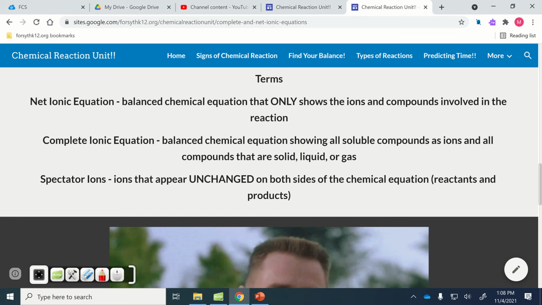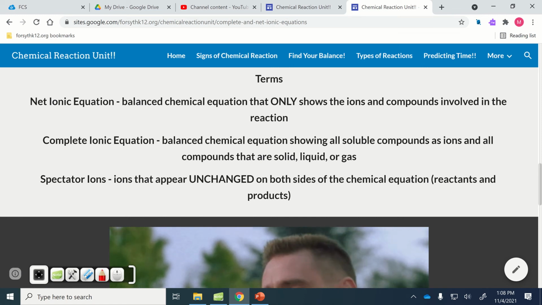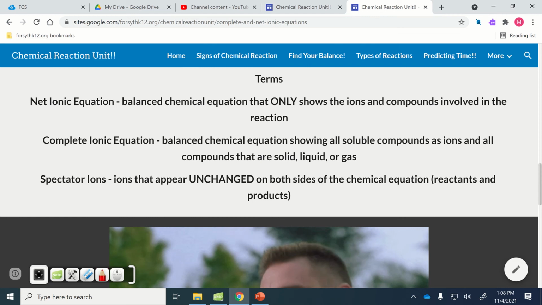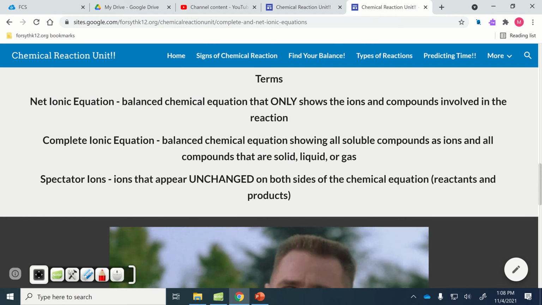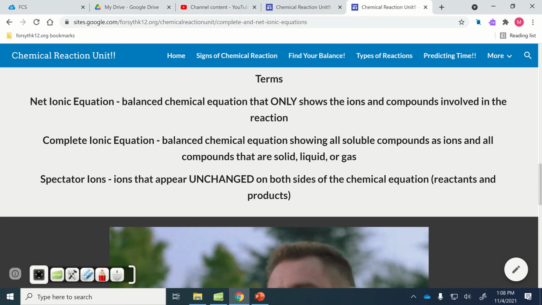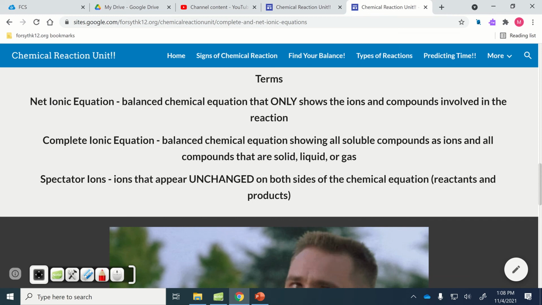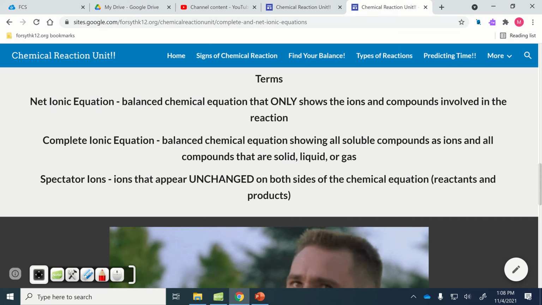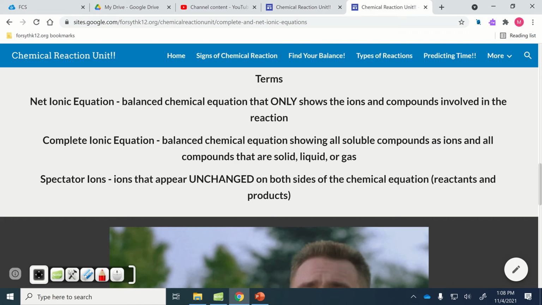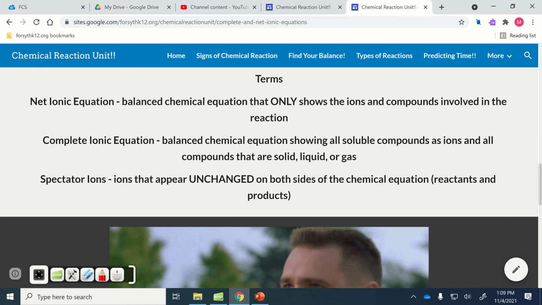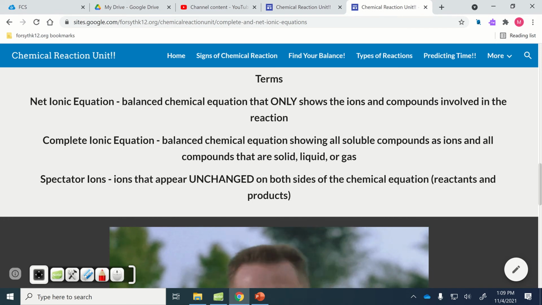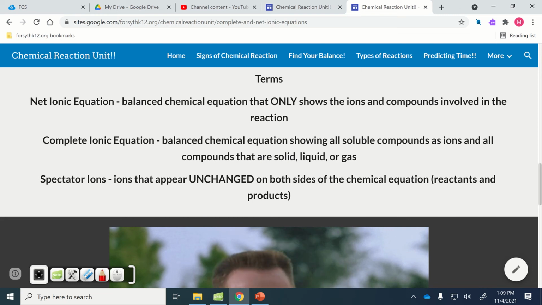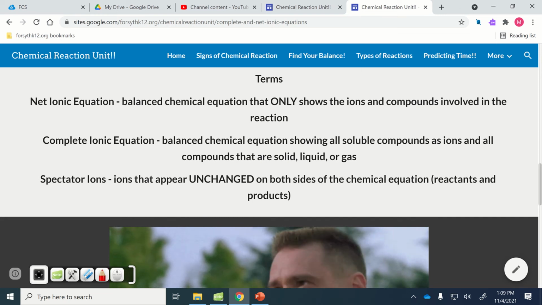Again, the objects either have to be ions in aqueous solution that are not on both sides of the equation, so they only show up on one side, and then any compound that's a solid, liquid, or gas, we write that out as well in the net ionic equation. Okay? And that's said in the second part, the complete ionic equation. That one's kind of the step before the net ionic equation where it shows everything, even the ions, where you're going to see them on both sides of the reaction before we cancel them out.